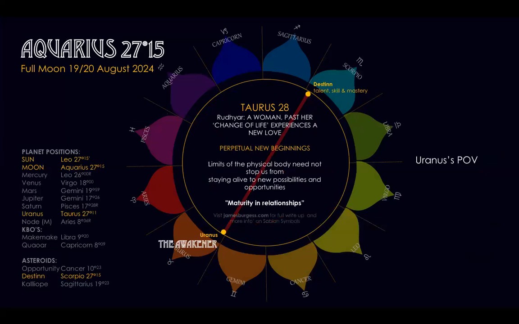So now we're going to break down this grand cross. We've already done the moon and the sun, and now this is Uranus's point of view. A woman past her change of life experiences a new love, and the headline is maturity in relationships.